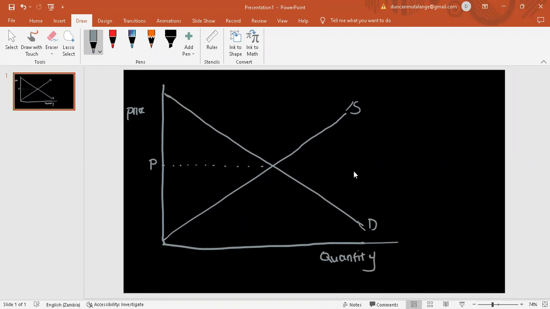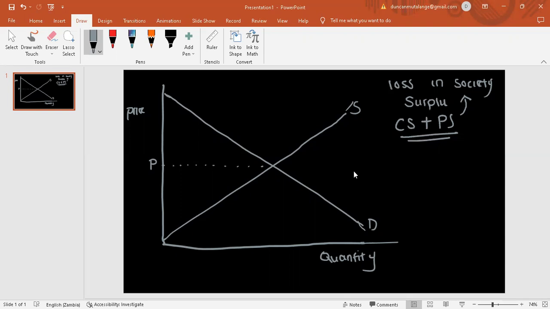Now, when we want to show the deadweight loss, I must emphasize that deadweight loss is simply, by definition, the loss in society surplus. So the loss in society what? Surplus. So society surplus is just the total sum of consumer surplus and producer surplus. So these two together form what is known as society surplus. So whenever we have a loss in either of the two, we call that a deadweight loss.